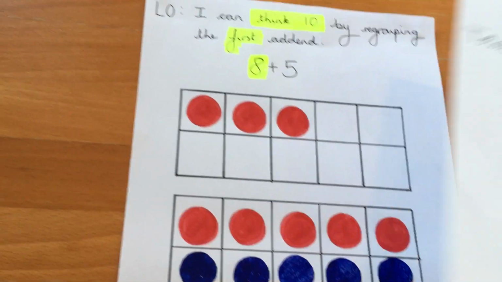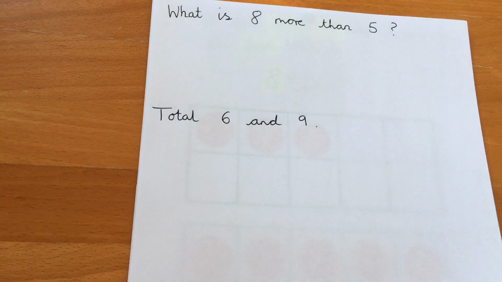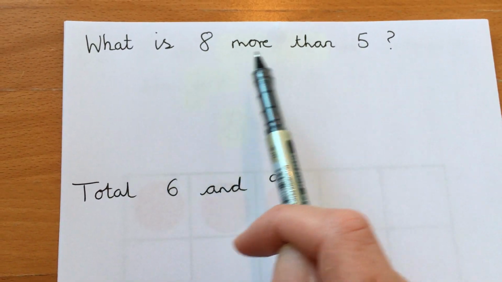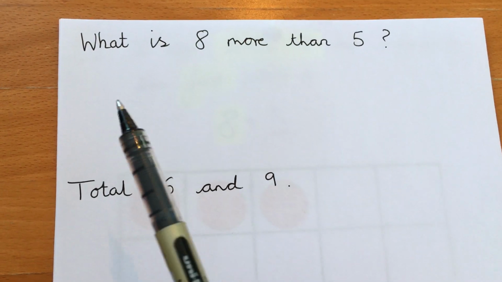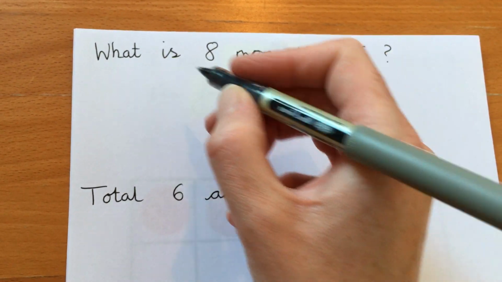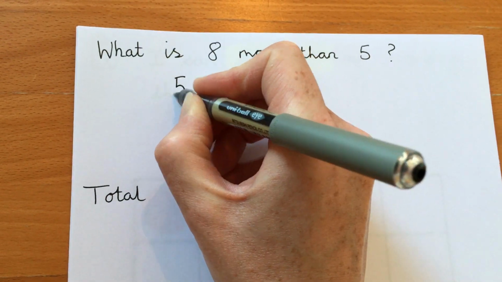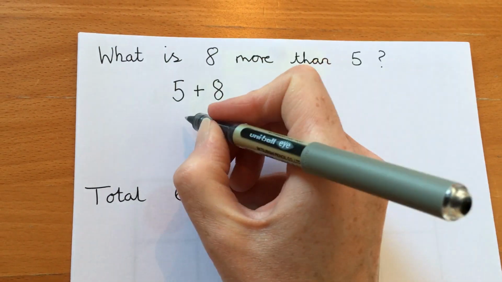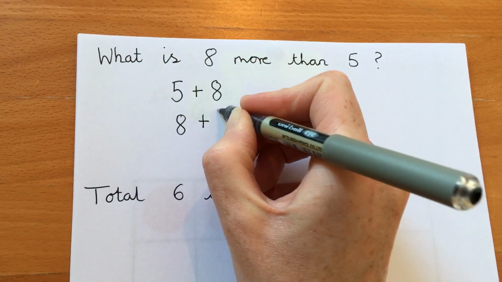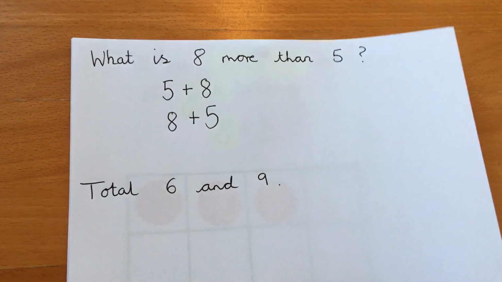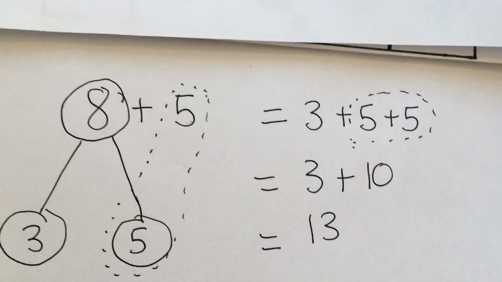The last two questions today are similar to the last two questions yesterday. So what is 8 more than 5? Now how do we put that into a calculation? Well, 8 more than 5 is simply 5 plus 8, isn't it? Or 8 plus 5, and then you just go through the steps the same as with the other questions, yeah?